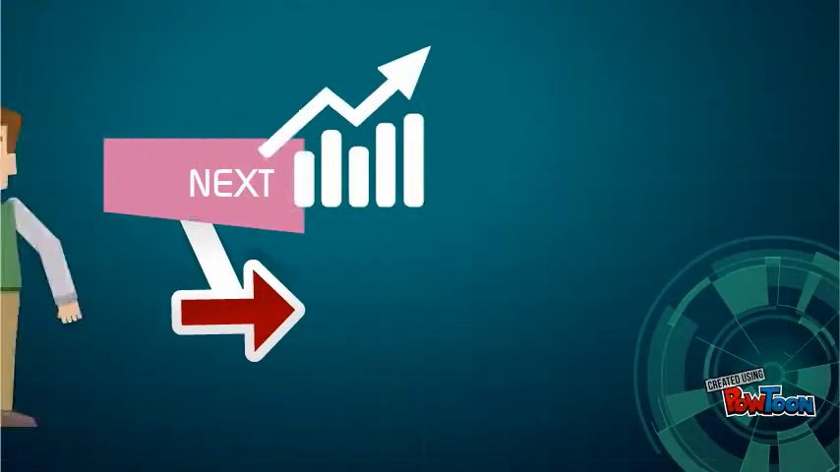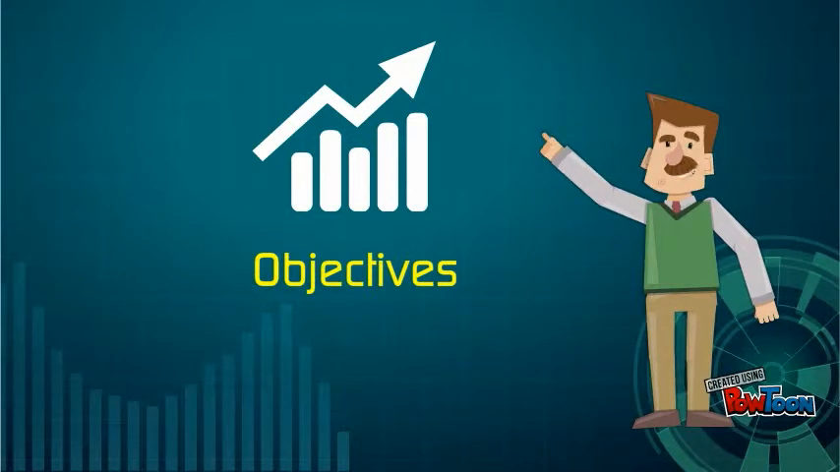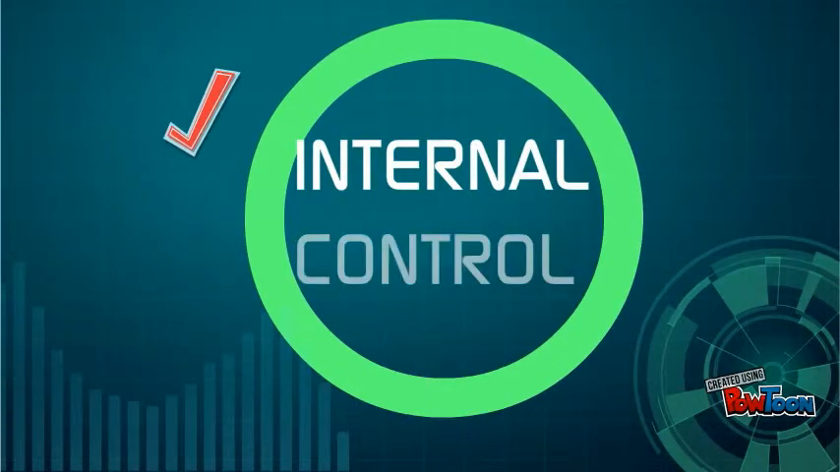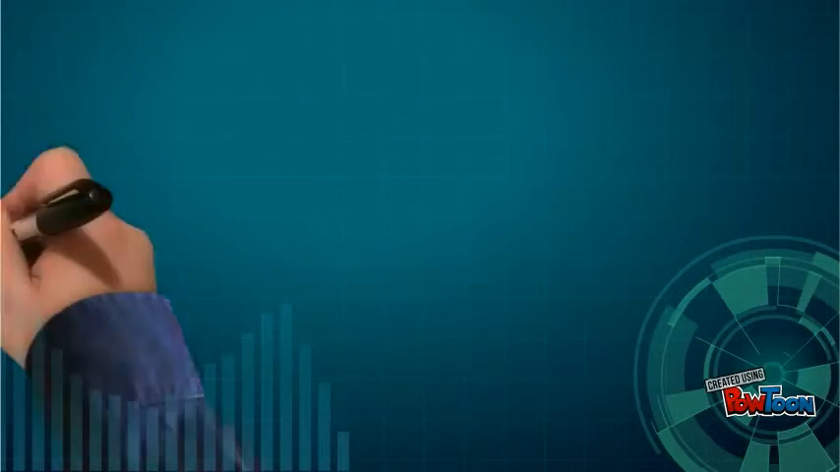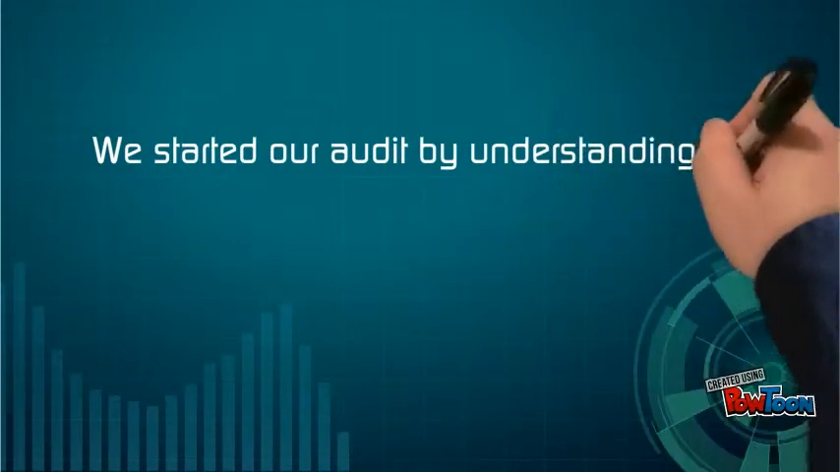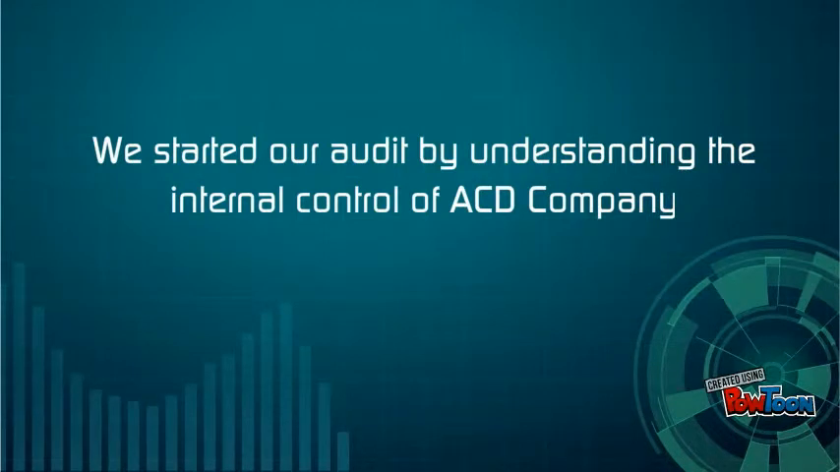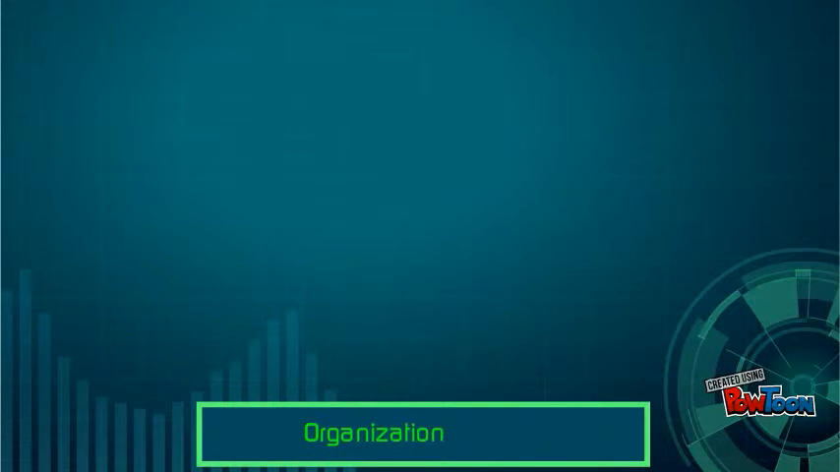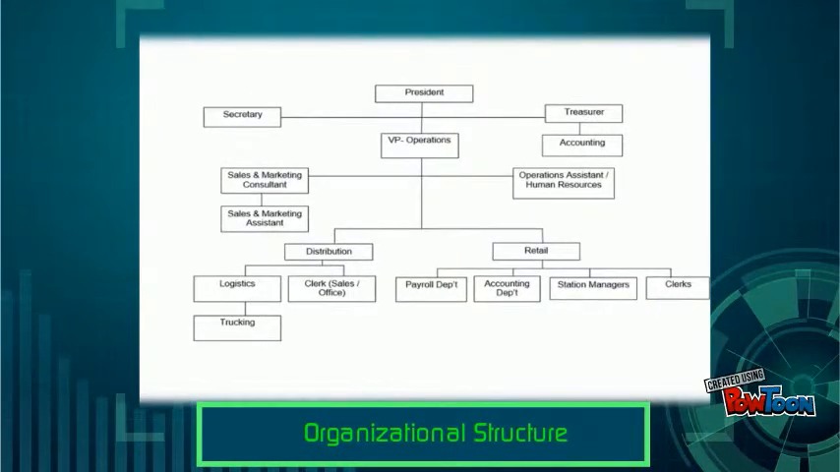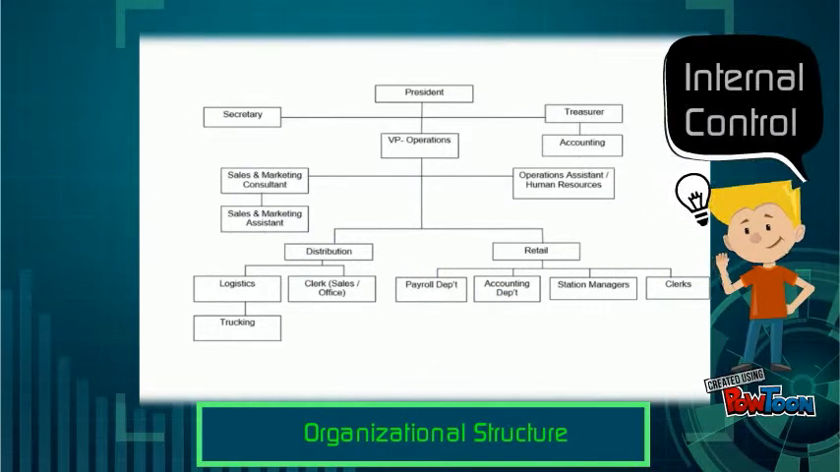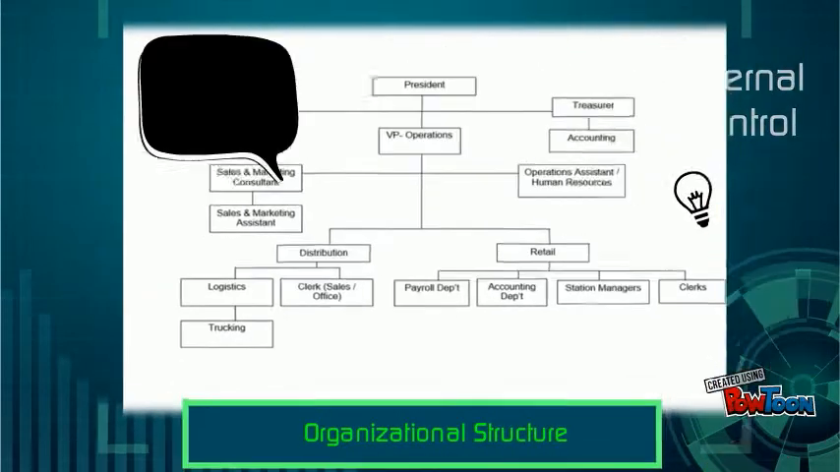Next, in order to meet the entity's objectives, there is a need for strong internal control. That's why we, the auditors of MPPR auditing firm, started our audit by understanding the internal control of ACD Company. So this is the organizational structure of ACD Company. By looking at the organizational structure, we are able to generate an idea about the internal control of the entity.